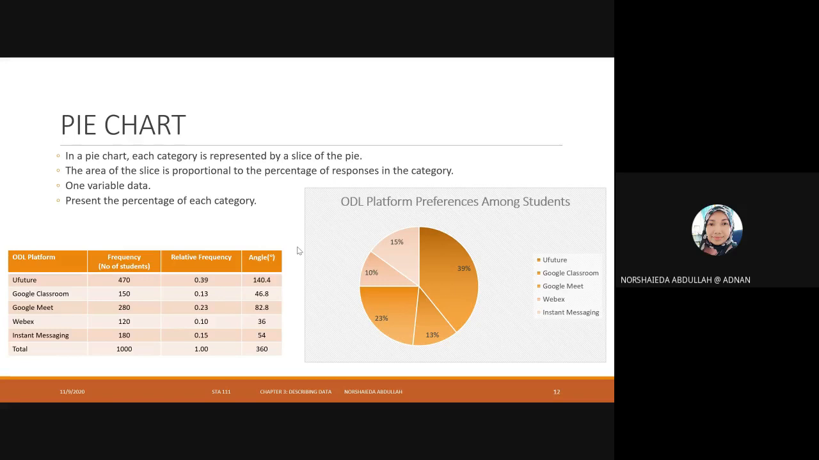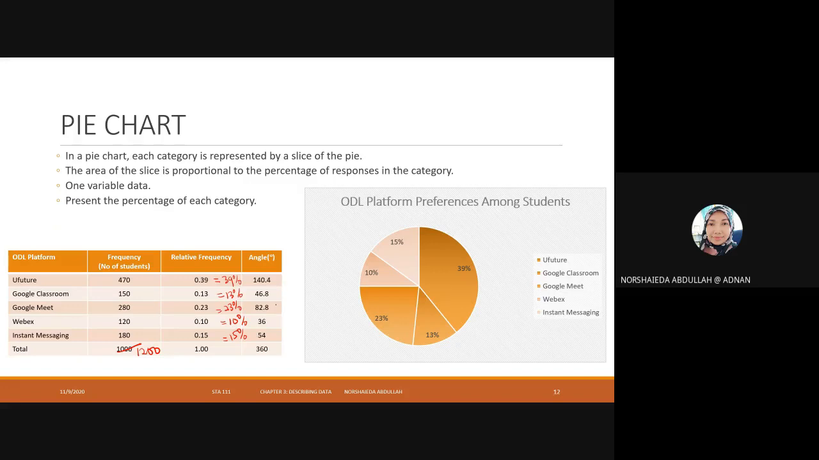Okay, so tadi kita dah ada the total, the frequency distribution of the ODL platform. Okay, kita dah ada frequency and relative frequency. So daripada relative frequency ni kita boleh convert dia jadi percentage lah. So this is 39%, this one is 13%, 23%, 10% and 15%.